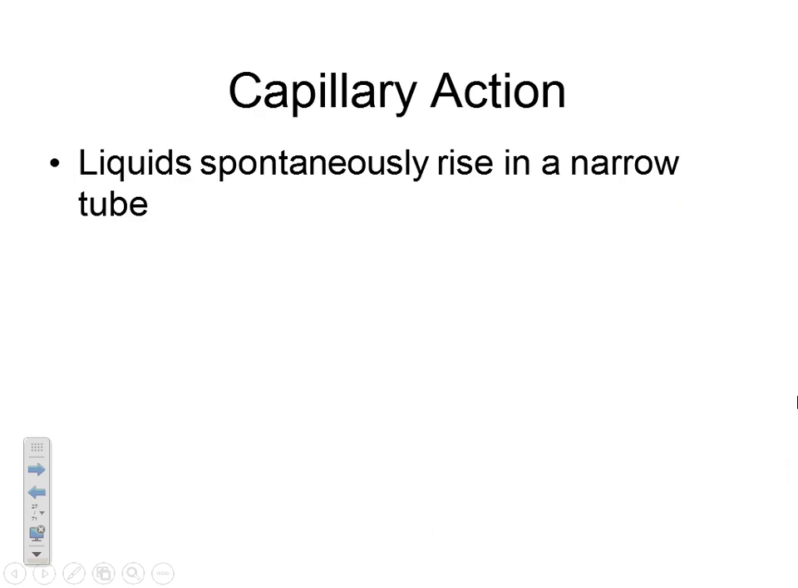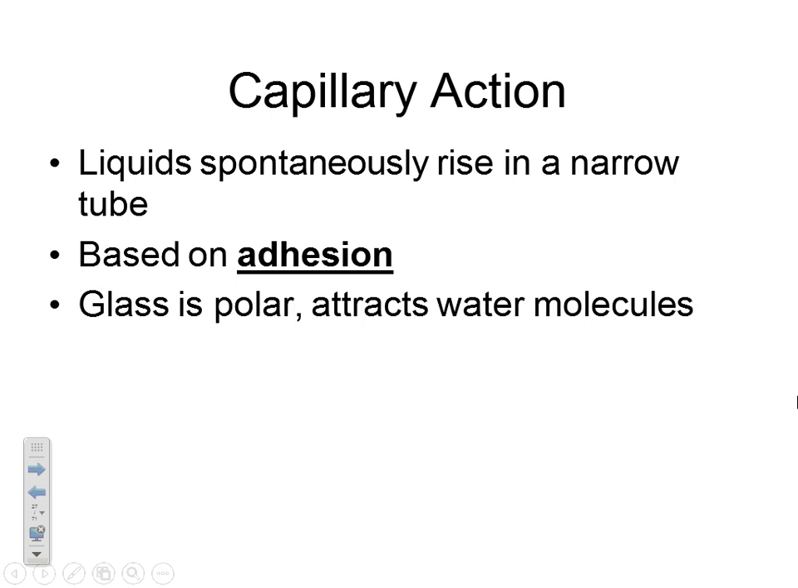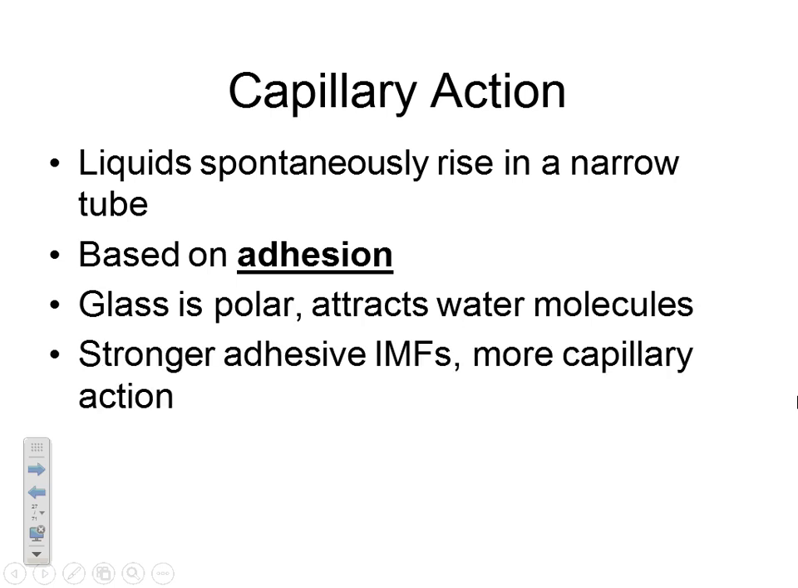Now this then causes what we call capillary action, where liquids can spontaneously rise in a narrow tube, seemingly defying gravity, right? Water will go up a narrow tube even though gravity is pulling it down. This is based on adhesion. This is an adhesive property. However strongly that liquid is attracted to the substance that's in the tube, if it's attracted very, very much, then it's going to adhere to it, it's going to rise up, and that's capillary action.